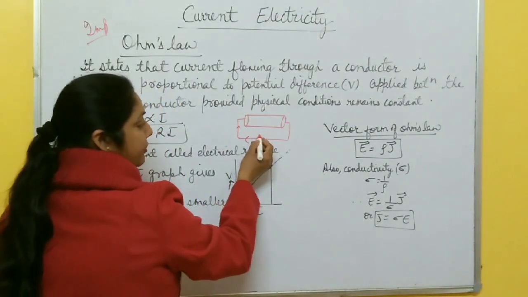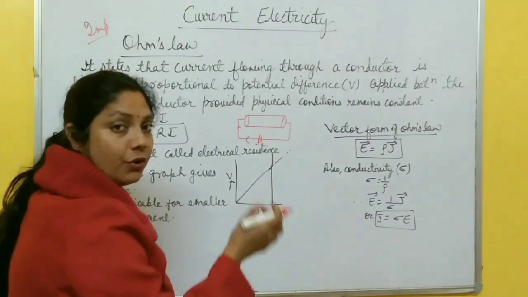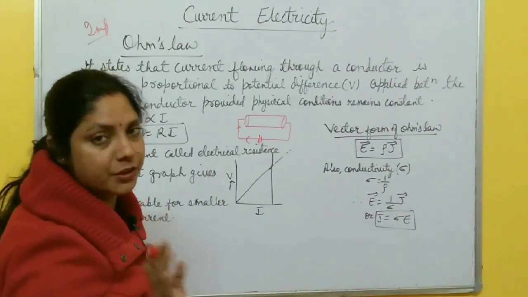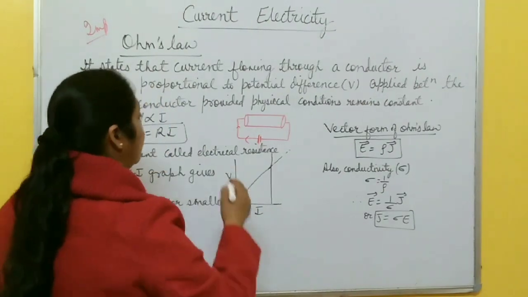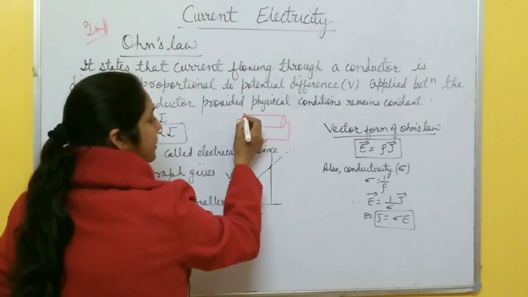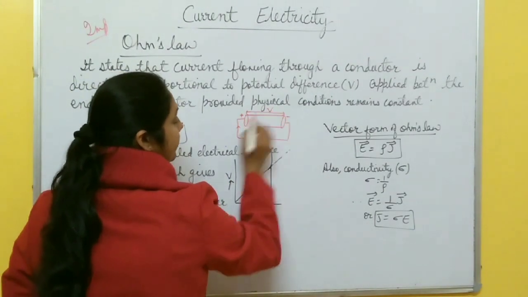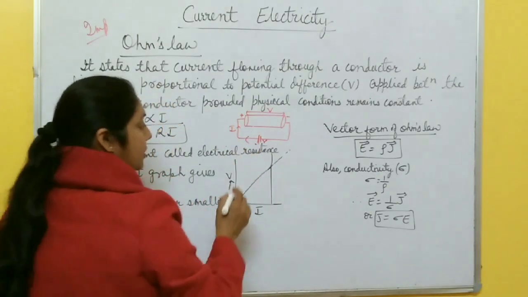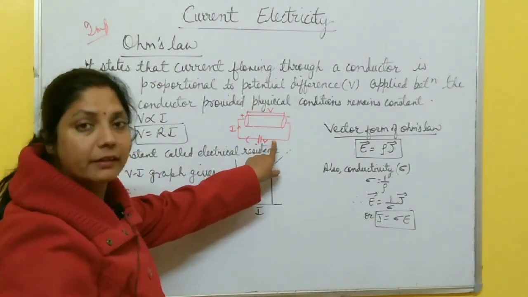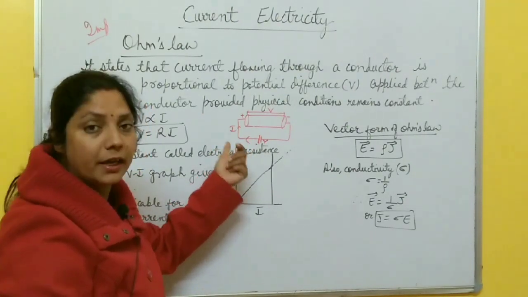Due to the potential difference of this cell, an electric field is set up and that exerts force on the electron, and the electron starts moving, so current is produced inside the conductor. Suppose V is the potential difference applied across the ends of the conductor, and current I is produced. Greater the amount of V, greater is the current produced. V is directly proportional to I.